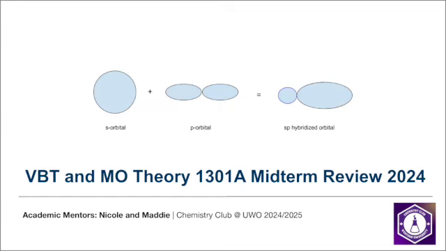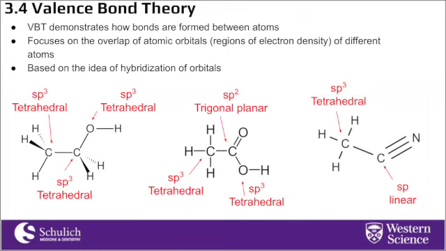So this video is going to touch on valence bond theory and MO theory. First, we can start with valence bond theory. So basically, valence bond theory is based on the idea of hybridization of orbitals. It demonstrates how atoms bond together to form molecules and focuses on the overlap of atomic orbitals of different atoms.